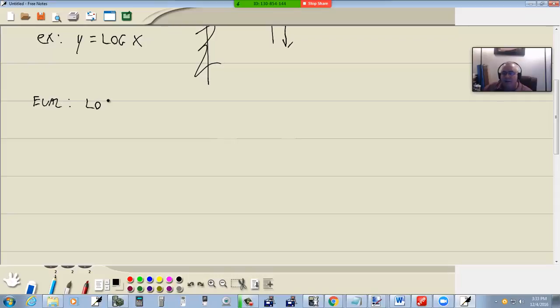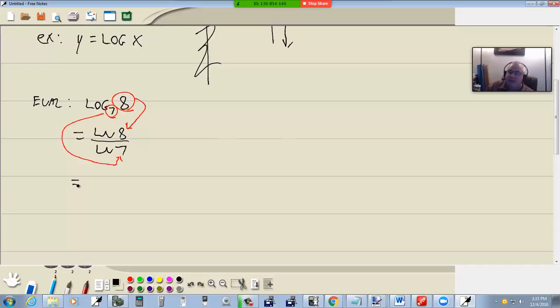Like if I had log base 7 of 8. I don't have a base 7 button, so I'll rewrite this. Now, change of base says you can rewrite it as any base. I could rewrite it as natural log of 8 over natural log of 7. Again, whatever follows your log goes up on top. Whatever your base is goes down below.